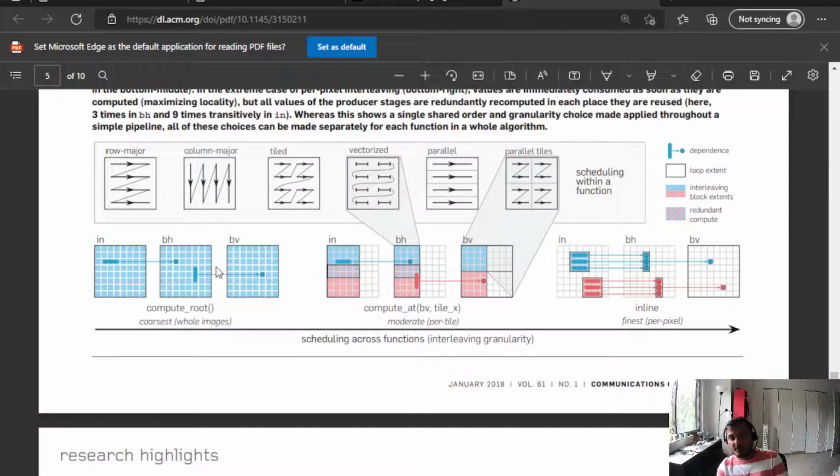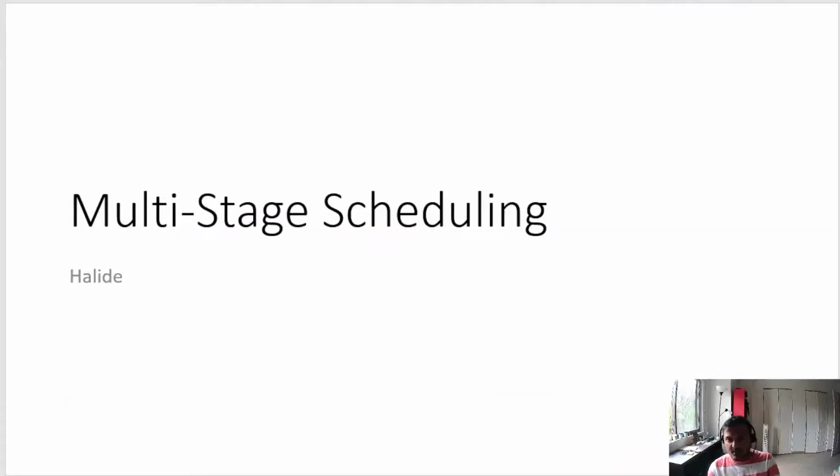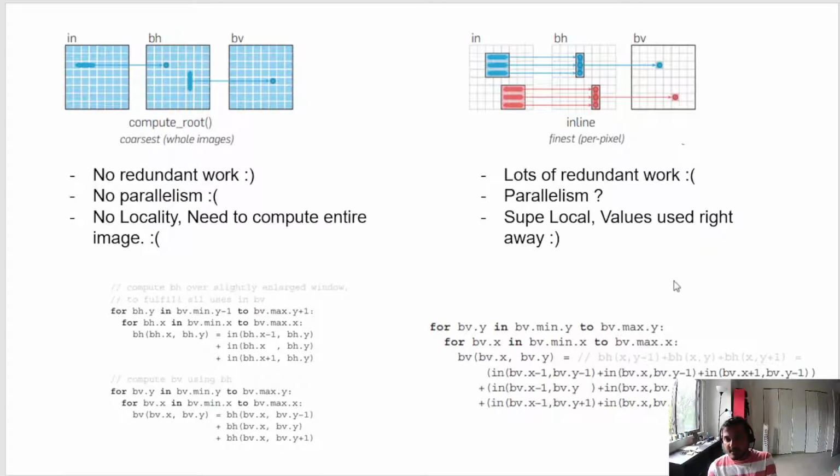However, you can compute some bits of BH and then use that to compute the BV values and so on. So this is how multi-stage scheduling would make this whole multi-stage process more efficient. And we will look into the different techniques that are present. All right, so let's jump in. Give me one sec. All right, so cool. Multi-stage scheduling in Halide.